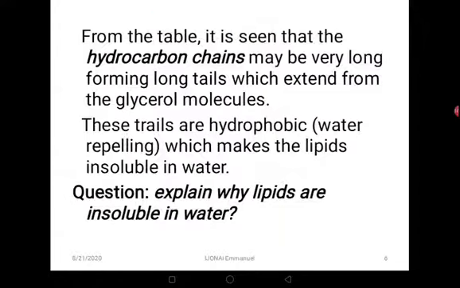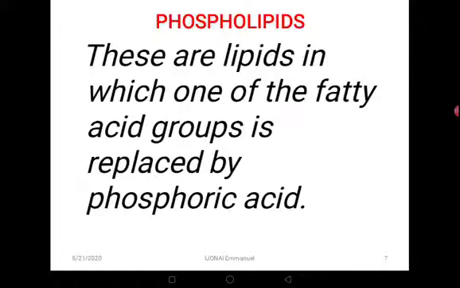We have the first assignment there. Explain why lipids are insoluble in water. We can try that out, and then you send me that assignment. We have already hinted about it, but you can write a short essay of about half a page or 2 paragraphs, and then send it to me. I would want to see that short explanation of why lipids are insoluble in water.